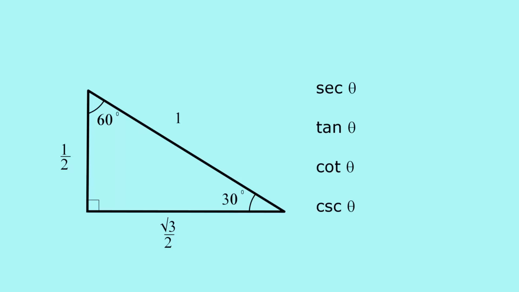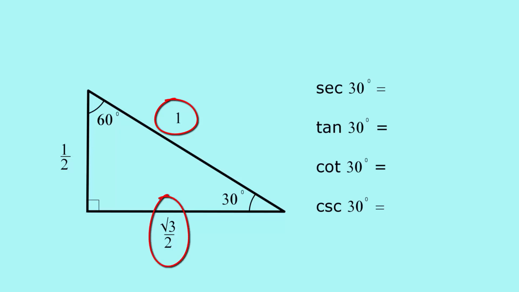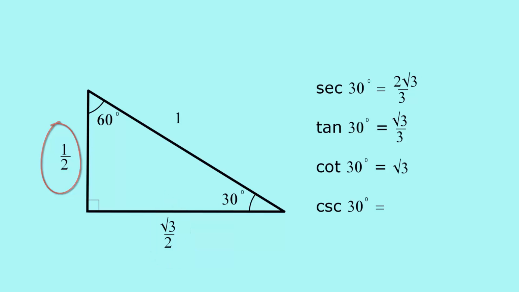So now we need to determine the trigonometric values from these relative sizes of the legs. And before we can do that, we have to pick one of the angles. And the 30 was given, so we'll use that. So secant is hypotenuse over adjacent, and that would reduce down to 2 radical 3 over 3. Tangent is opposite over adjacent, which would reduce to radical 3 over 3. Cotangent is adjacent over opposite, which would reduce to radical 3. And cosecant is hypotenuse over opposite, which would be equal to 2.